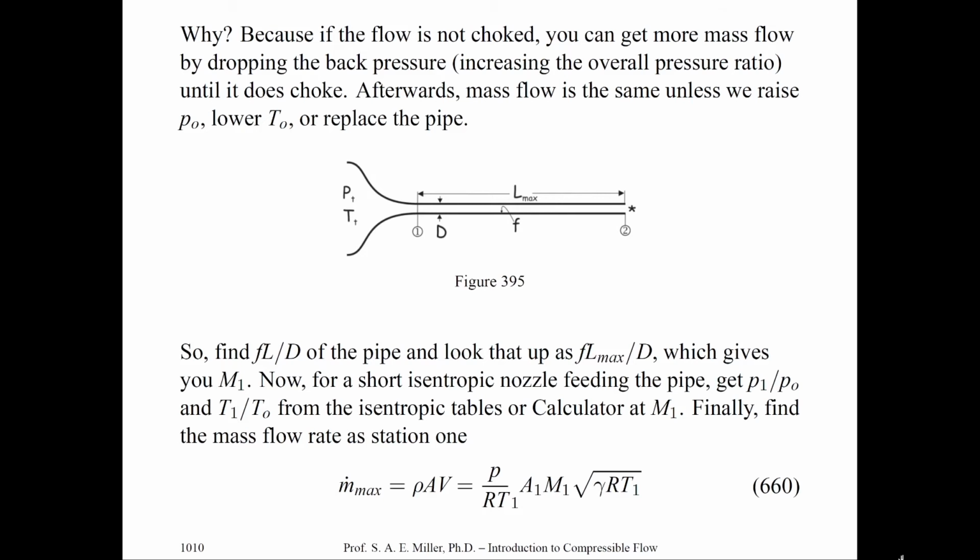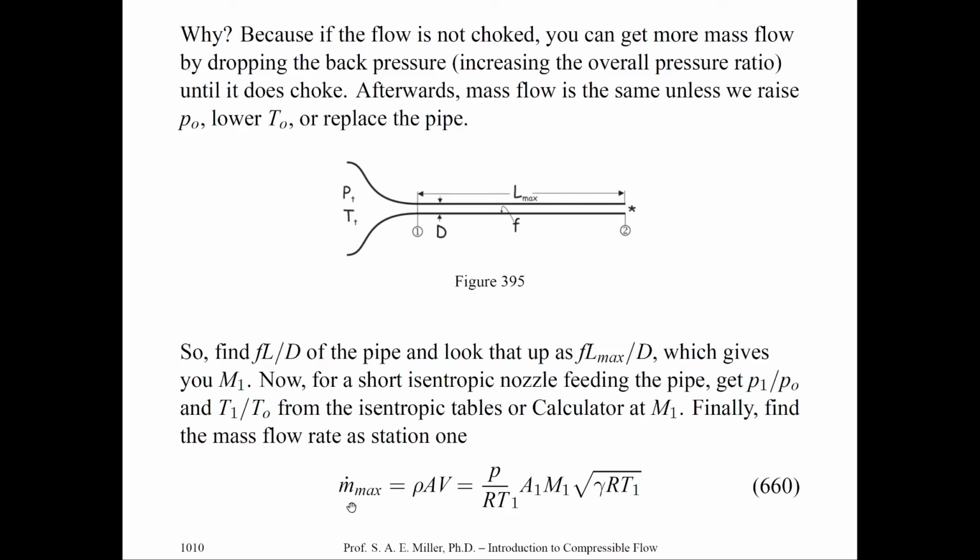Now, we can find FL over D of the pipe and look that up as FL max over D. This will give us a particular value of M1. Now, for a very short convergence section of the nozzle right here, we can just assume that that part of the flow is isentropic through the nozzle section. We can then get P1 over P0 and T1 over T0 from the isentropic tables to relate the total values to the values at 1, or calculate M1 directly. We would then finally find the mass flow rate at station 1 of the pipe, right here. And note here we set L max to be L sup star by choking the outlet of the pipe at 2.